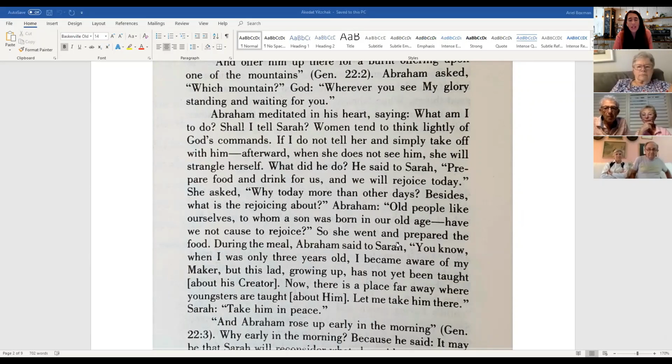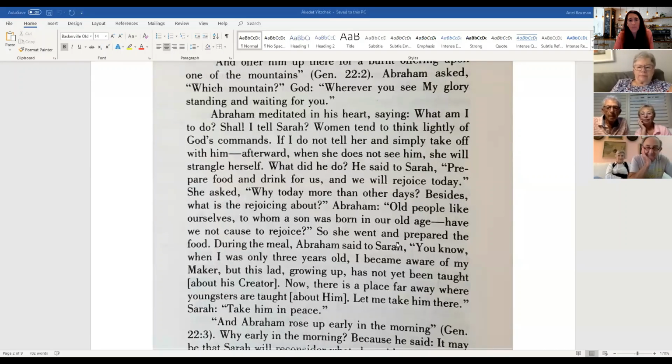Women tend to think lightly of God's commands. I'm not crazy about that verse, but I didn't write this. If I do not tell her and simply take off with him, afterward, when she does not see him, she will strangle herself. What did he do?